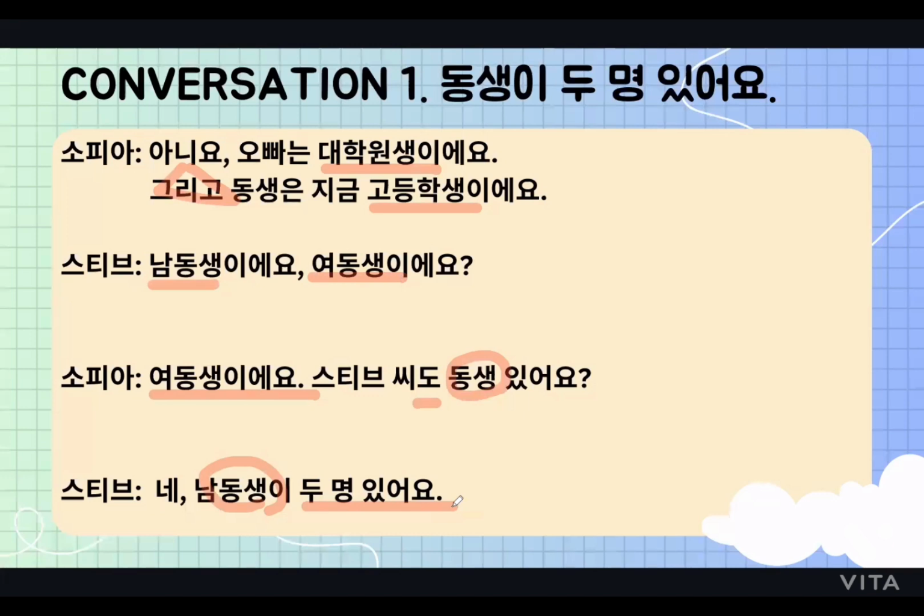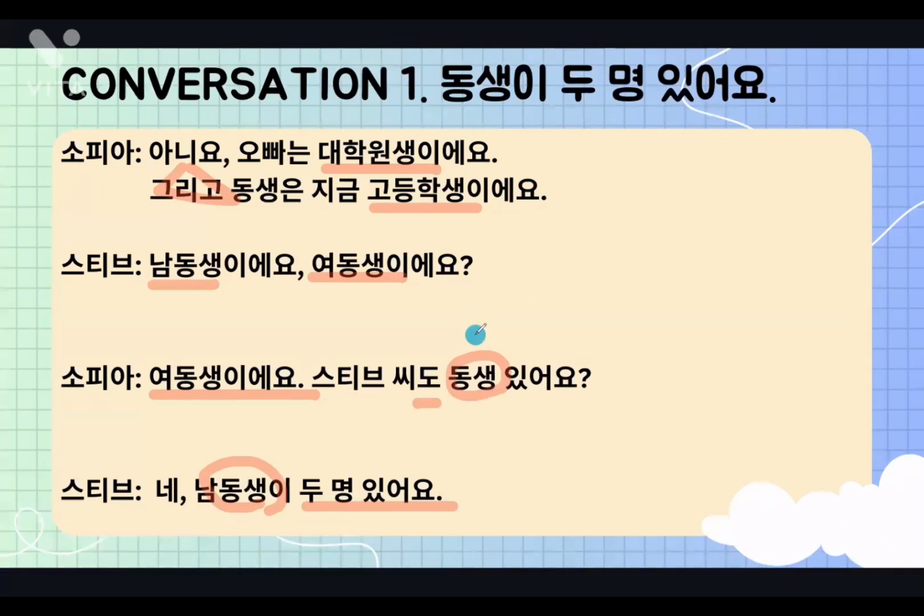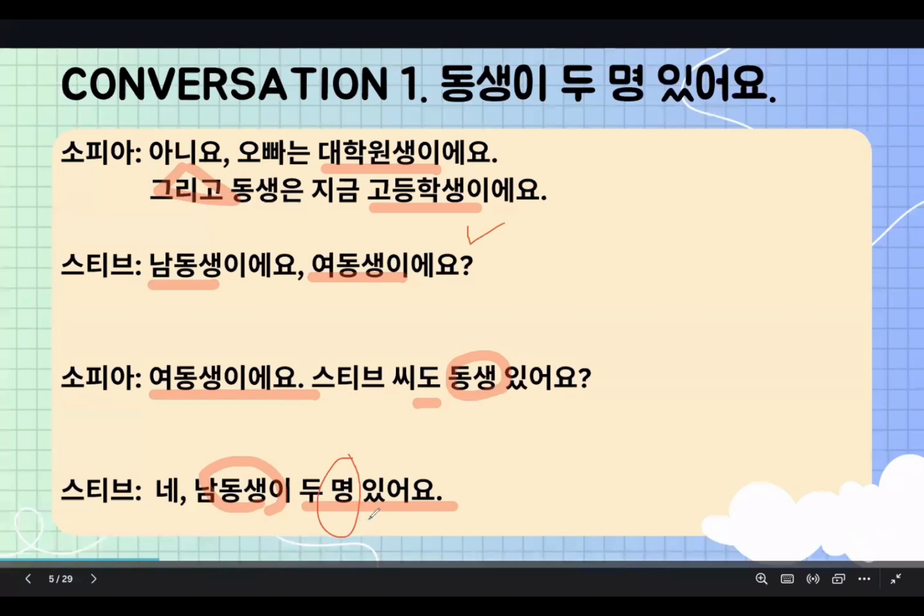자, in this conversation part, there are very important grammar points. The first one is 남동생이에요, 여동생이에요. This is an alternative question. So there are options, and you can choose either one between 남동생이에요 or 여동생이에요, 그쵸? And then the next one, 명. This is a noun counter. When you mention a noun, you need to choose a proper noun counter. So here, 2명 means 2 younger brothers. It refers to people, so we use 명. All right, then let's go on.